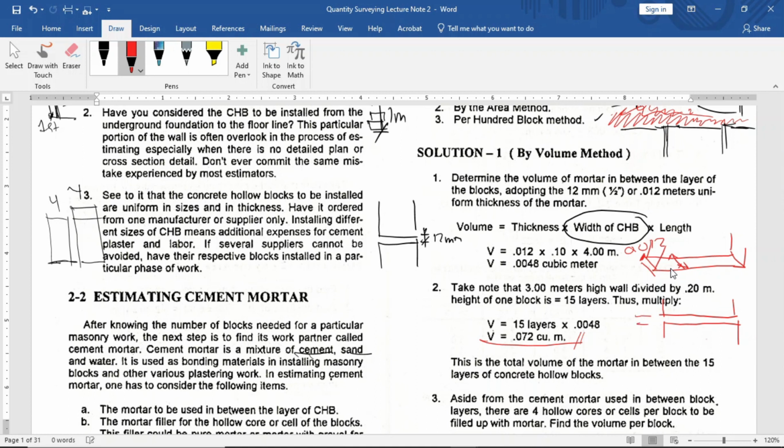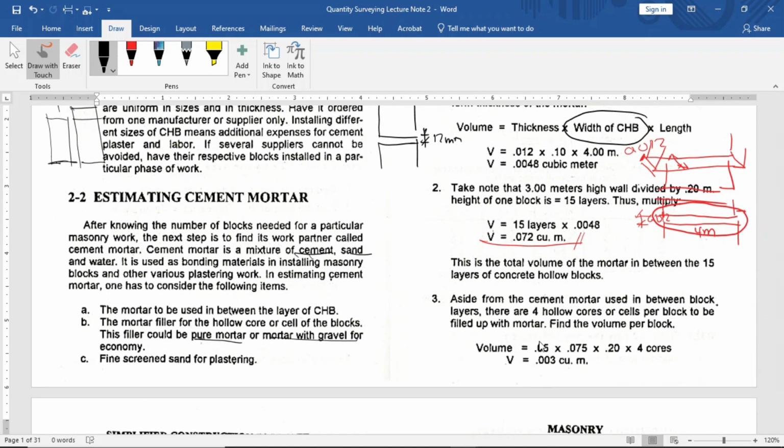So, ito yung 0.012, tapos ito yung 4 meters. So, there are 15 layers dito na parehas. 1, 2, 3, 15 layers. So, ang total volume nito, ang hinahanap lang natin na volume ay ito lang. So, ang total volume niyan is 0.72 cubic meter. So, total volume ng filler natin is 0.72 cubic meter. So, this is the total volume of the mortar in between the 15 layers of concrete hollow blocks.